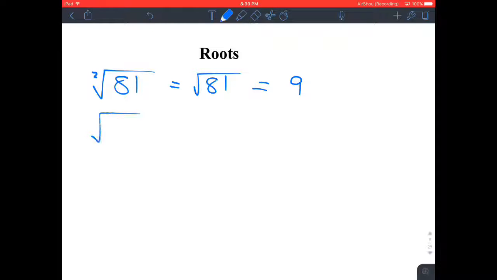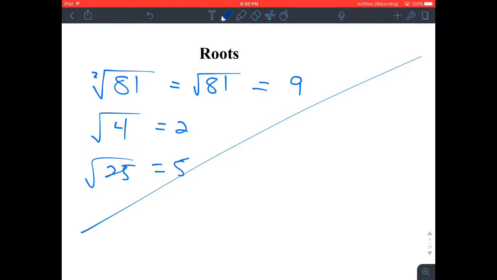You could do, what's the square root of 4? That's 2. What's the square root of 25? That's 5. In addition to square roots, you can have other types of roots. You can have cubed root. What number times itself 3 times is 27? That's what that question is asking. The answer is 3. 3 times 3 is 9, times 3 more is 27.